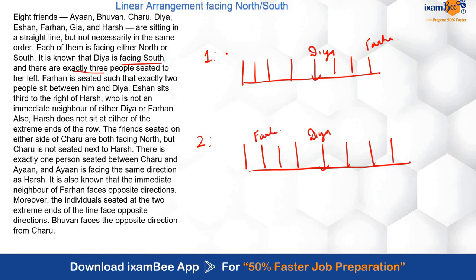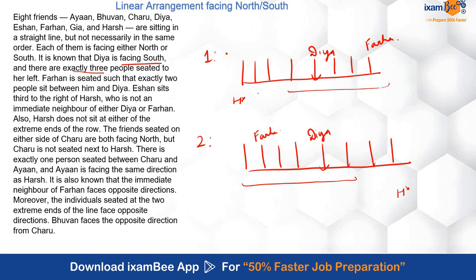Right? Next, Ishant is third to the right of Harsh, who is not an immediate neighbor of Diya and Farhan. So from here to here, Harsh cannot come here, and from here to here, Harsh cannot be placed. And the next line is also about Harsh, so we are also reading it. Harsh doesn't sit at either extreme, and so Harsh cannot be here, Harsh cannot be here.